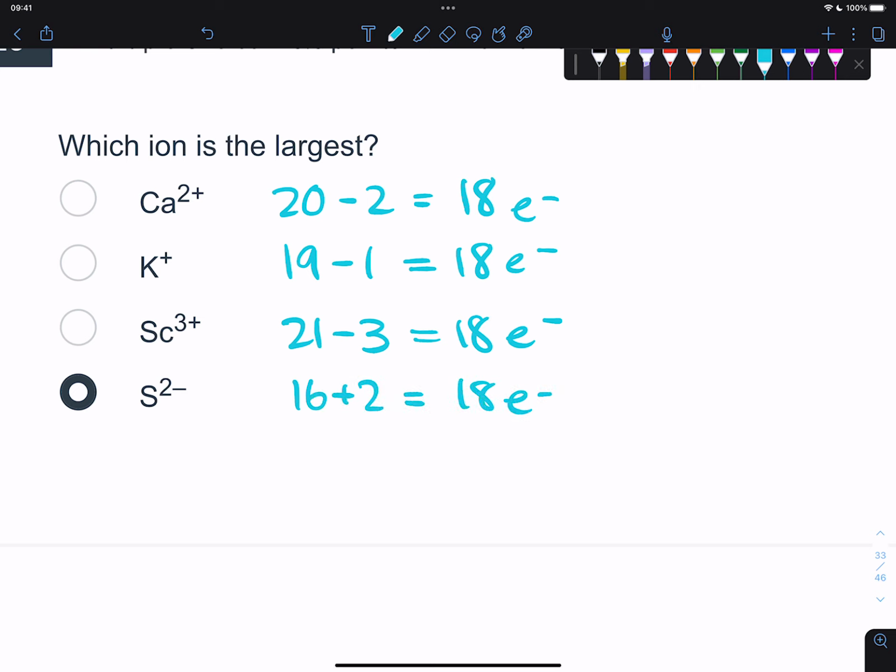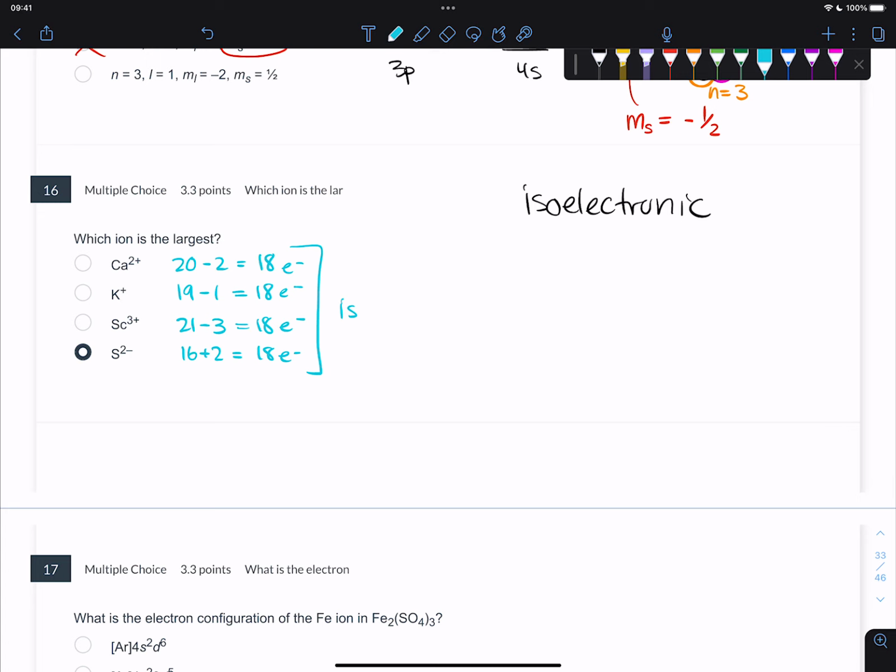So as we said earlier, these are all isoelectronic. Now, from your rules, you remember that if you have an isoelectronic series, the largest one is going to be the one that gained the most electrons. So we have 2 electrons gained. And also, the reason that this is true is because electrons repel each other.